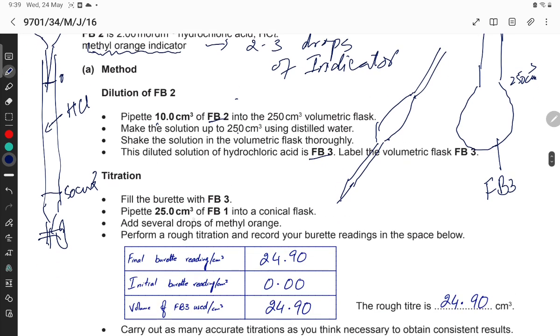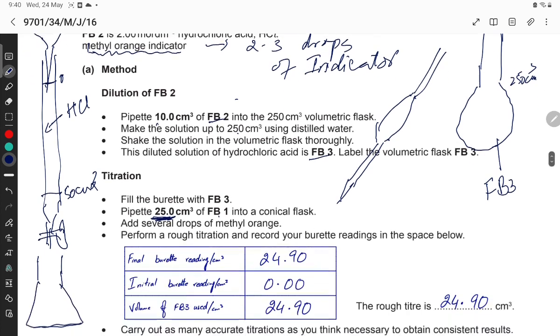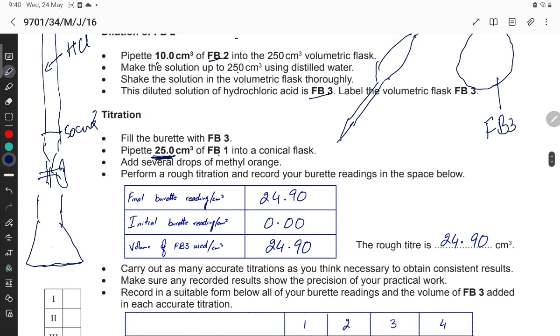Pipette 25 centimeter cube of FB1 into a conical flask. This is the conical flask, and pipette out 25 centimeter cube of FB1 into it. FB1 is the solution of 15 gram per dm cube of borax. Add several drops of methyl orange. Now in this case add several drops of methyl orange.